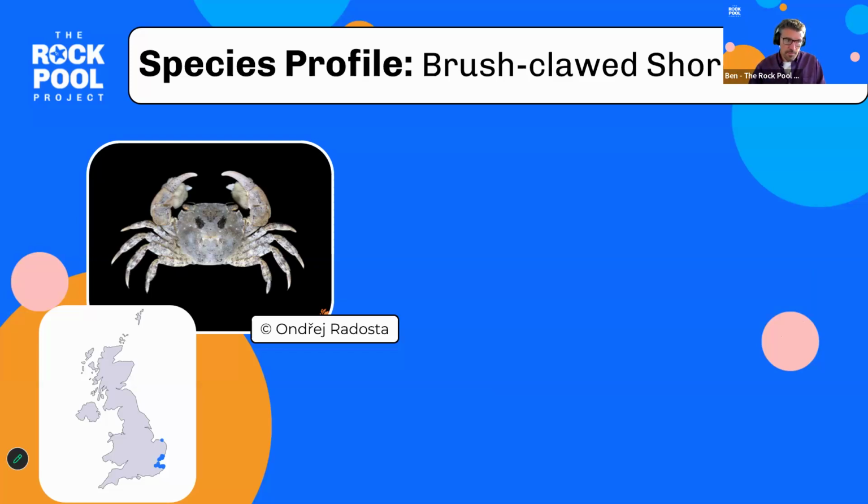So the one that you're most likely to find, only really if you go to the east of the country, is the brush-clawed shore crab. Okay, so that's Hemigrapsis takanoi. Very common in the UK.